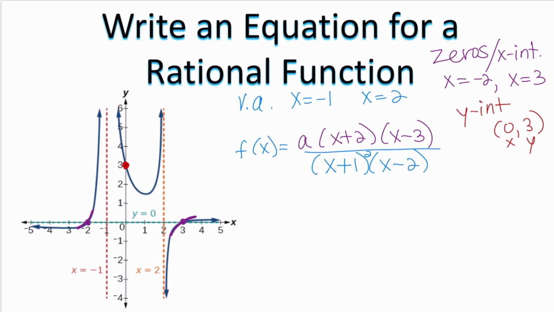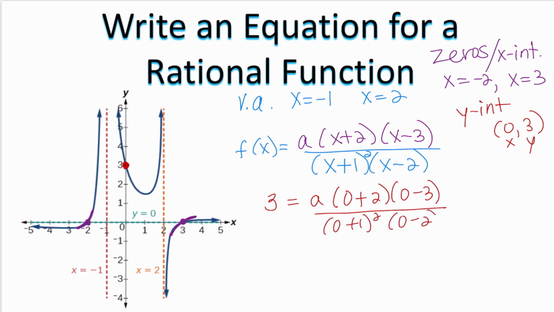I'm going to come to this function that I've just written down, and I'm going to replace f of x with 3 because that's the y value. I'm going to keep a, and wherever I see an x, I'm going to substitute it with 0. So I'm going to substitute 0 for every x that I have, and the point is that we're trying to figure out what is that value of a, what is that leading coefficient that we possibly have in this function. So now I say 0 plus 2 is 2. This is -3 over 0 plus 1 is 1. 1 squared is 1. And then 0 minus 2 is -2.